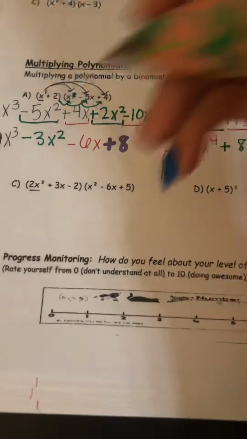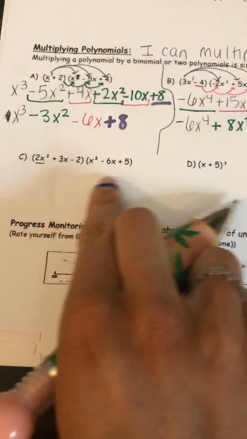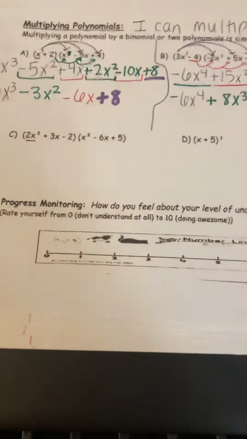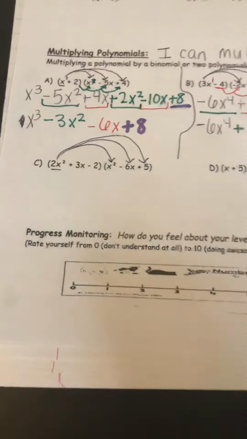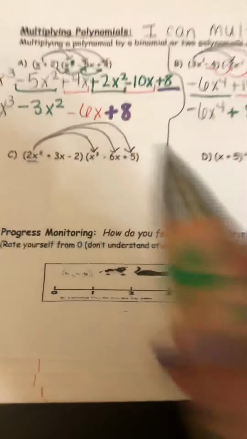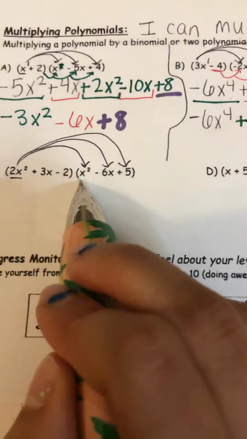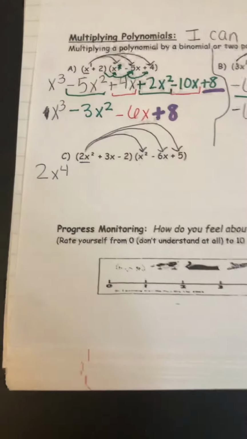Okay, I'm going to start with my 2x squared. And again, I have more terms now, so it's the same thing as FOILing, it's just more times that I have to do it. So that 2x squared is going to go to x squared. It's going to go to negative 6x, and it's going to go to 5. So 2x squared times x squared. Remember, I add the exponents. I get 2x to the 4th power.